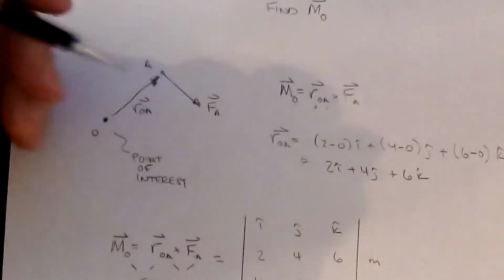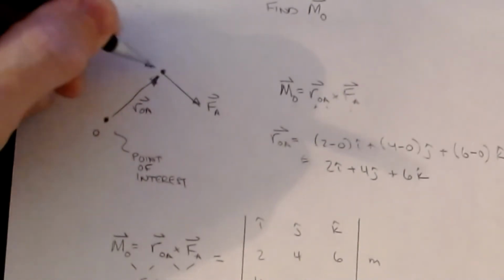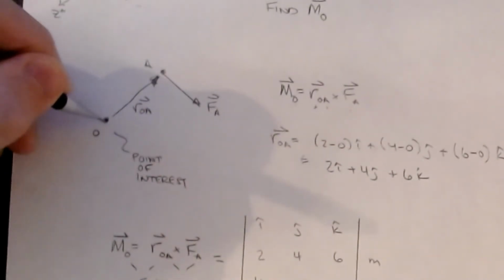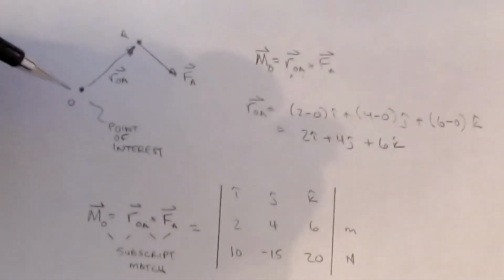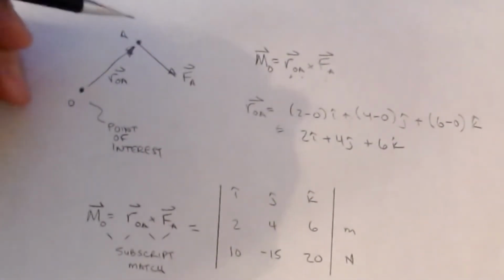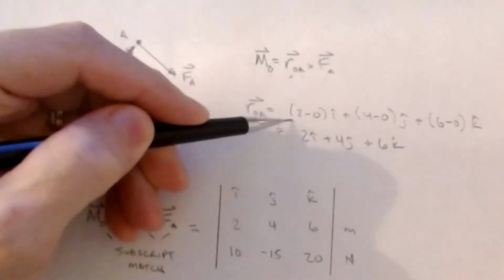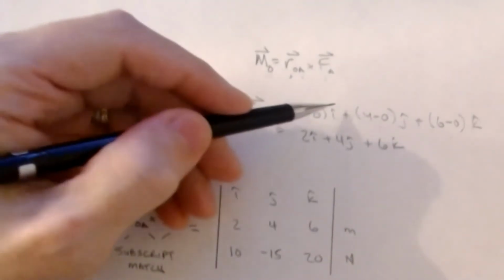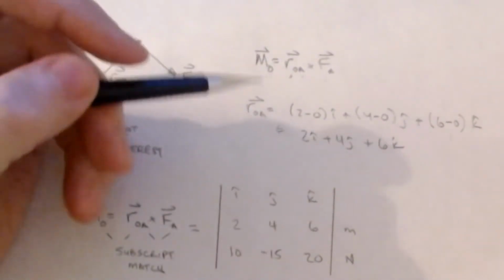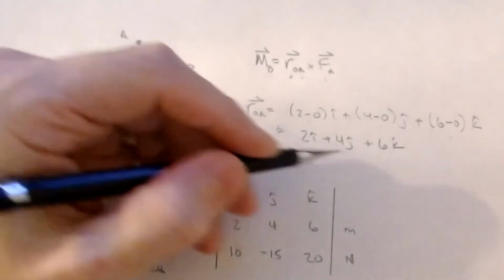All right, so now if we remember, this had coordinates X_A, Y_A, Z_A, and this has X_O, Y_O, Z_O, and I can find that position vector by taking the differences in the X, Y, and Z values for A minus O. So that's what I've done. I've done 2 minus 0, and 4 minus 0, and 6 minus 0, all for i, j, and k, which gets me a position vector of 2i, 4j, 6k.